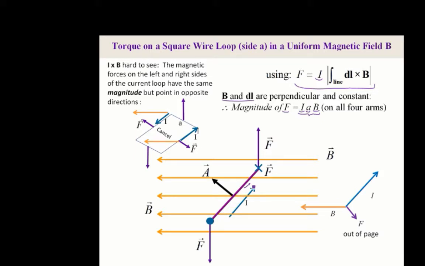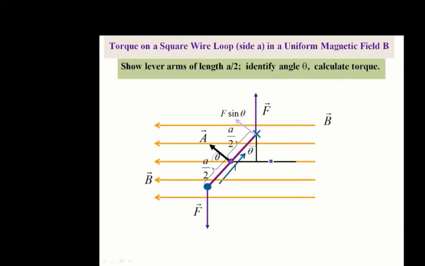So that's what creates the torque. So let's put in the lever arms. The lever arms, this is supposed to be the center of the coil, and the lever arms are just A over 2 for the length of the lever arm. If we want to do the torque, we want to have the component of force perpendicular to the coil, so parallel to the A vector here. And the magnitude of that force will be F sine theta, where theta is defined either here or here.